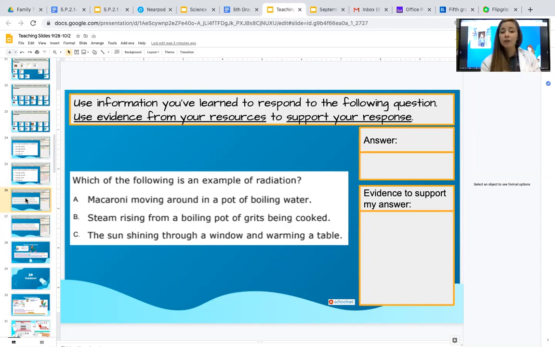So here is the question. Which of the following is an example of radiation? Macaroni moving around in a pot of boiling water. Steam rising up from boiling pot of grits being cooked. Or the sun shining through a window and warming a table.